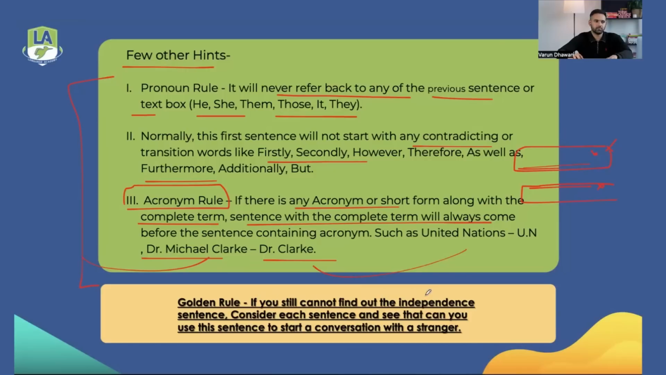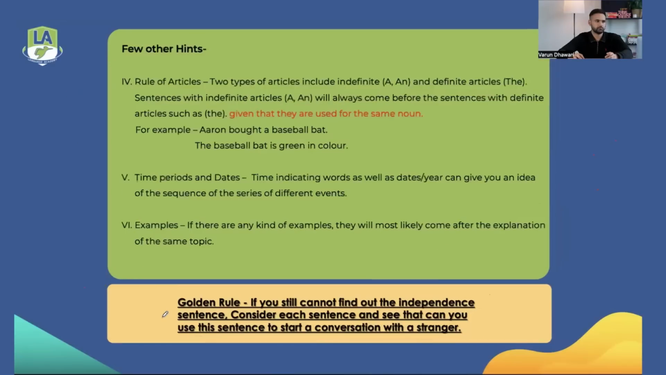If you still cannot find out which one is the first sentence, you have to look at each and every sentence and see if you can use that sentence to start a conversation with a stranger. If you can, that is an independent sentence, because the stranger will not have any information on what you're talking about and no background knowledge.